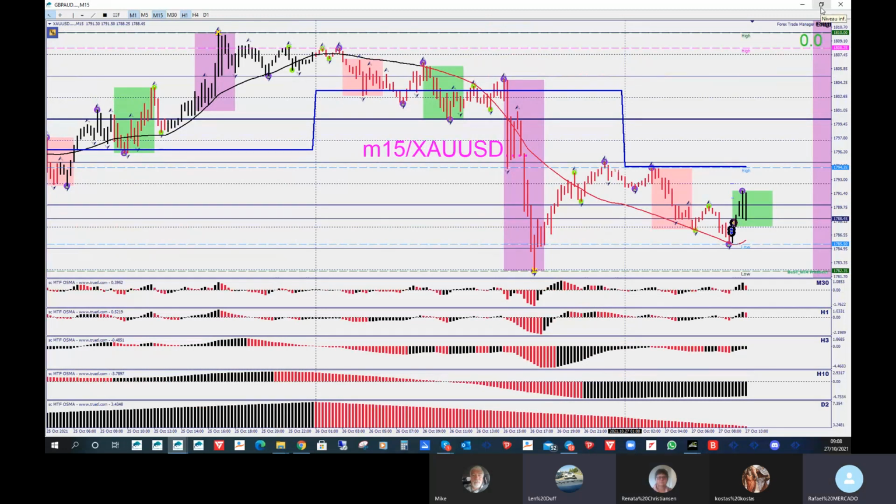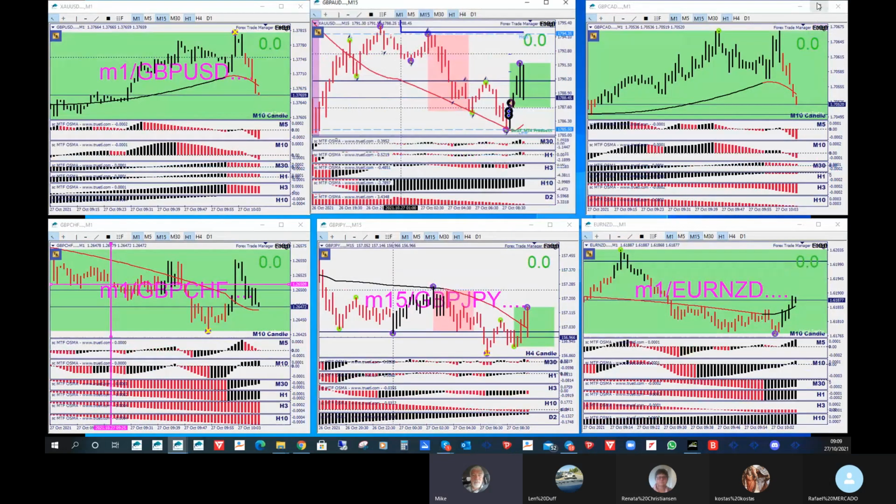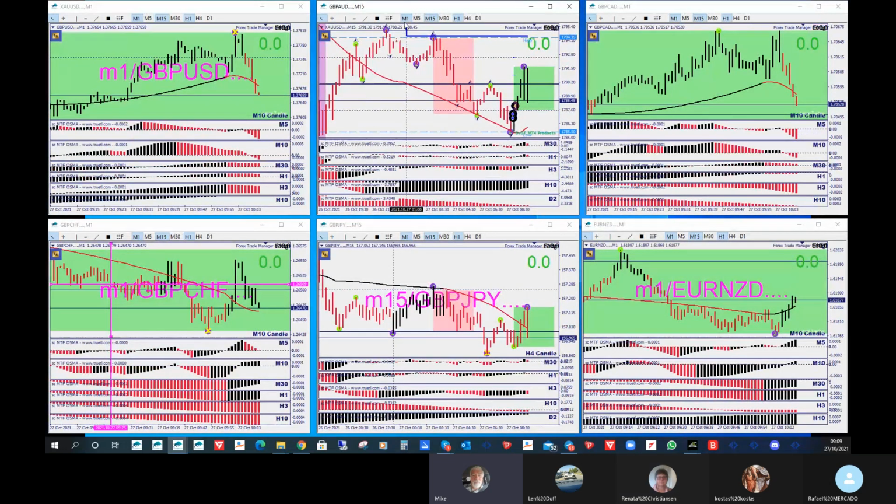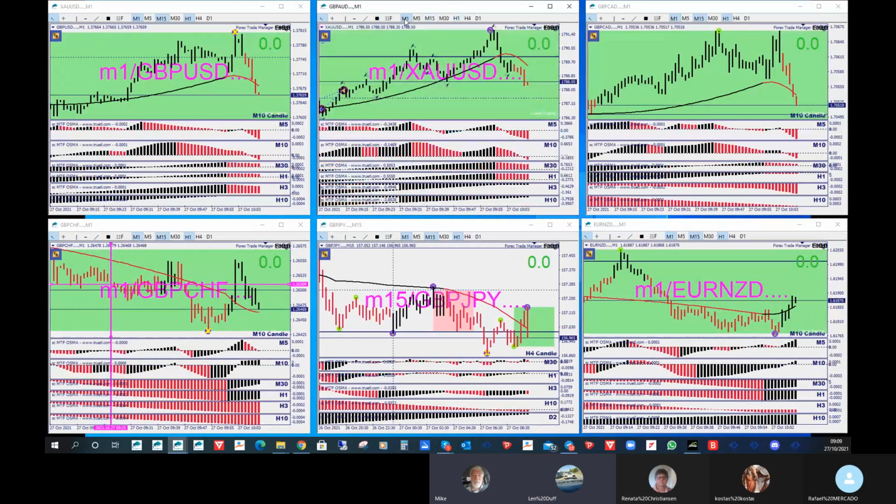To get maybe a few pips if I get in late. That's one of my favorite pairs. On an average day you can get 20 to 50 pips pretty much each session. Yeah, I know you do pretty well with it. I noticed some of the stuff that you posted.